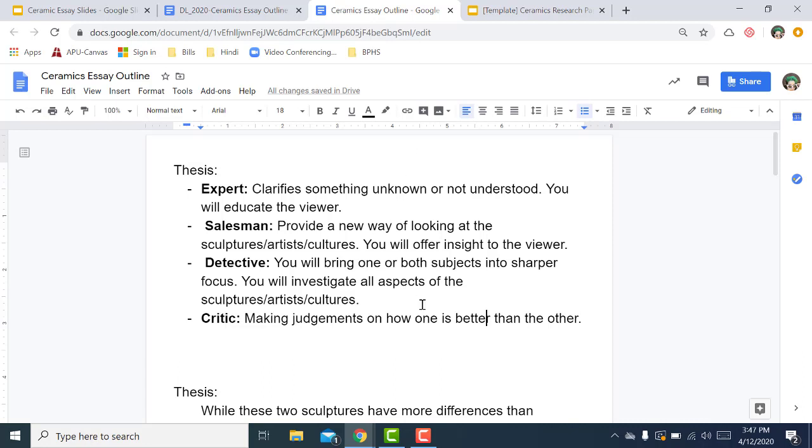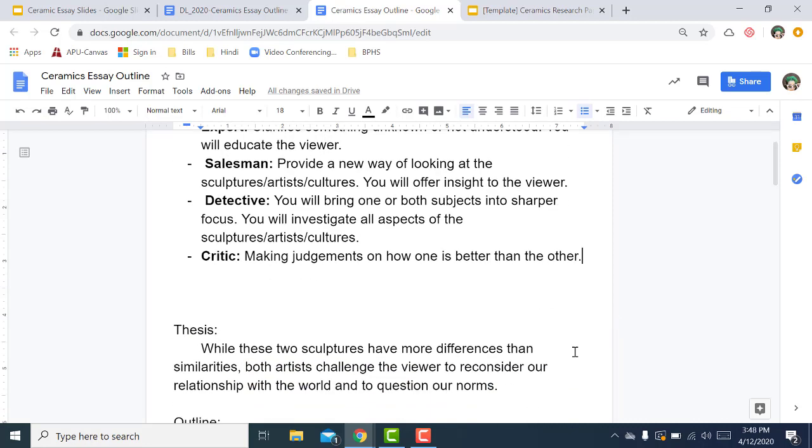So this is what you're going to work on this week, just a rough idea of your thesis. I slowly started mine, but I need to fix it. It's very wordy, and I don't know, I might need to rework it.